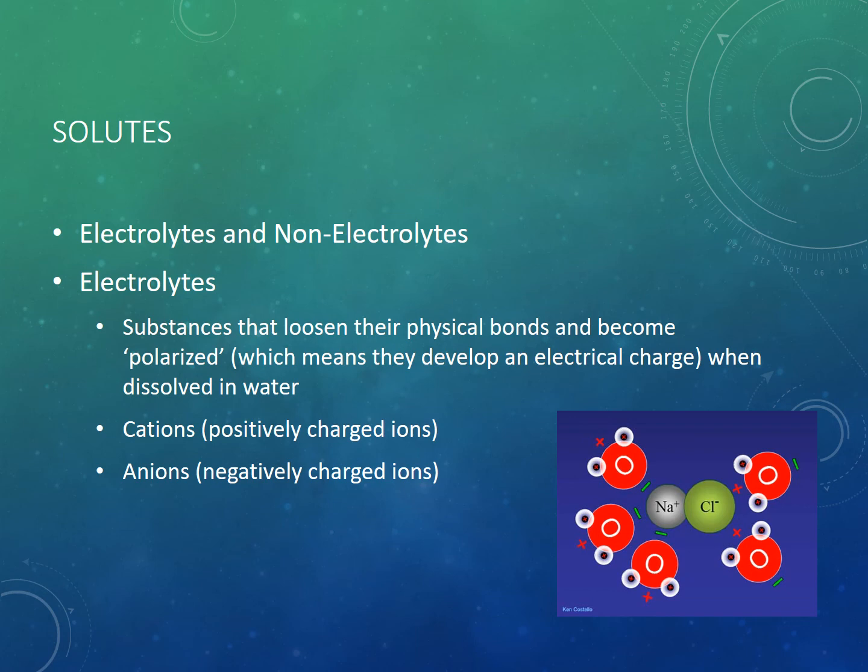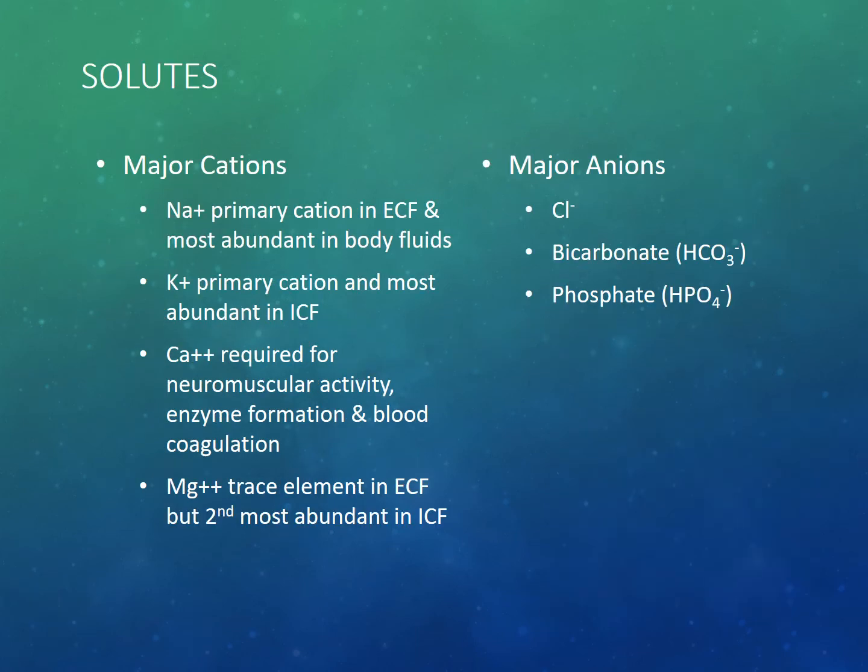Now, we do need to understand that cations are all positively charged ions. So remember there's a T in cation, and that looks like a plus sign. Maybe that helps you remember it. And then anions are negatively charged ions. So sodium is a cation, chloride is an anion. During this unit, we are going to talk about 4 major cations. We're going to talk sodium, potassium, calcium, and magnesium.